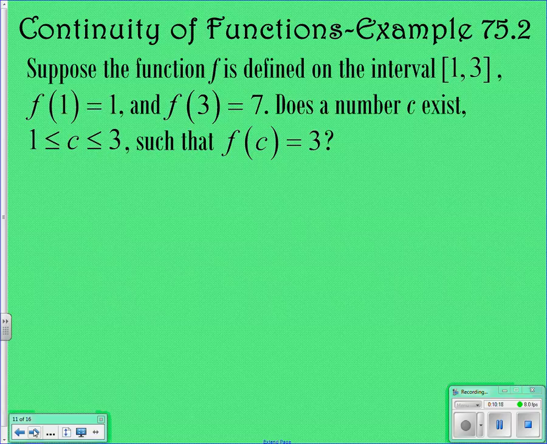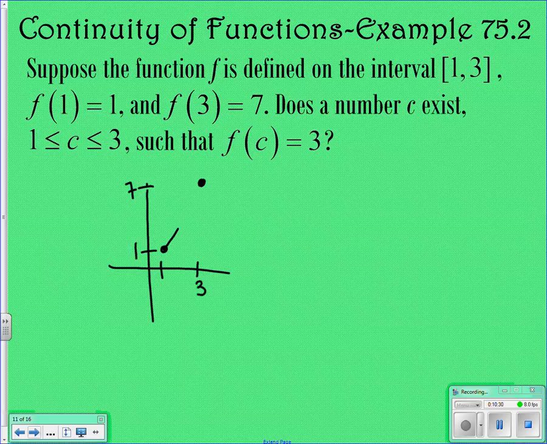Now you may think, okay, well if I graph it, 1, 1 was a point, and then 3, 7 was a point. And if I connect those, at some point I'm going to have to hit that 3. And it's going to happen right there, whatever that number is.